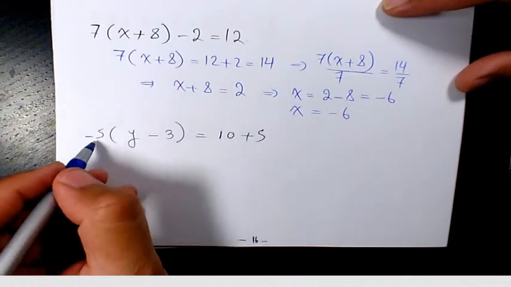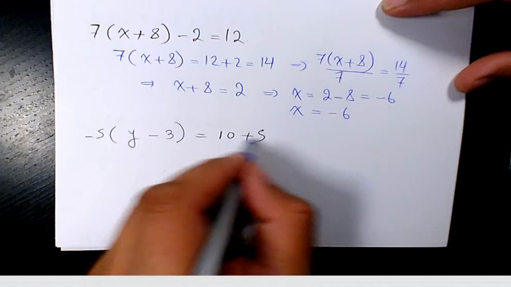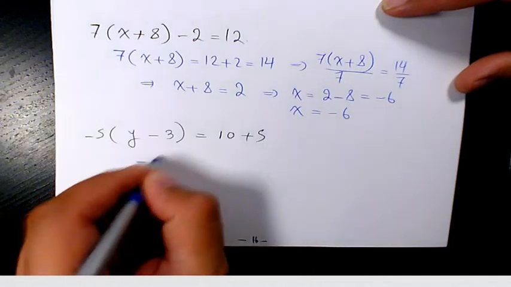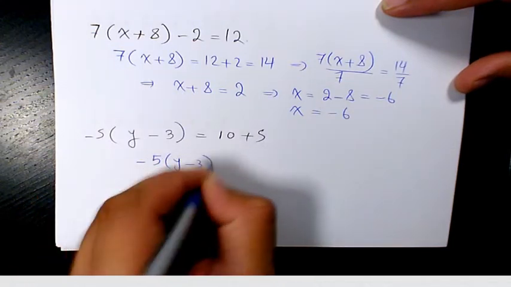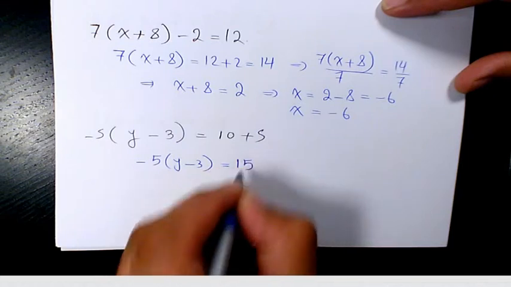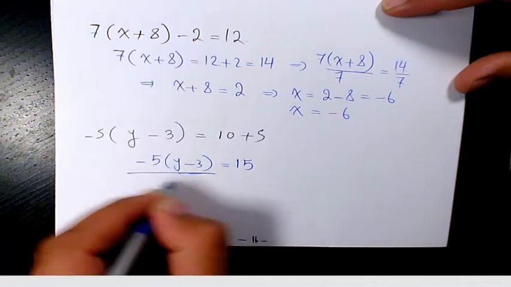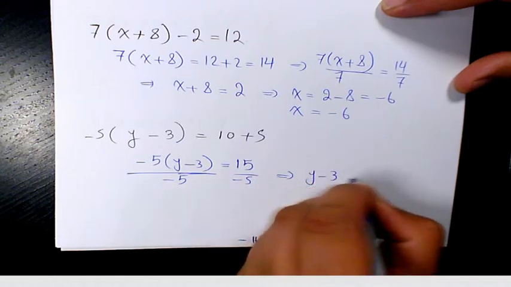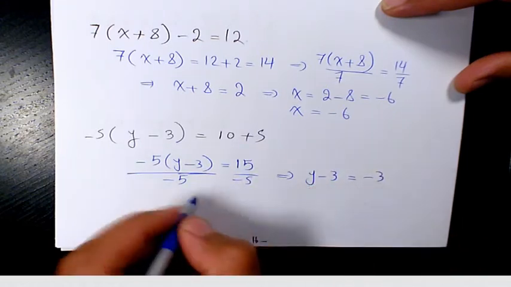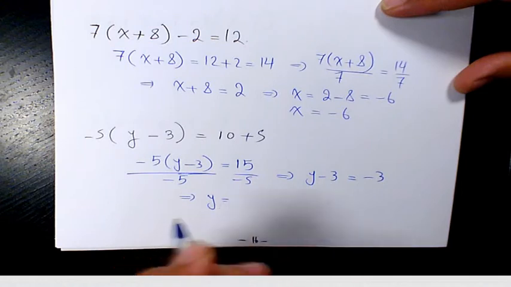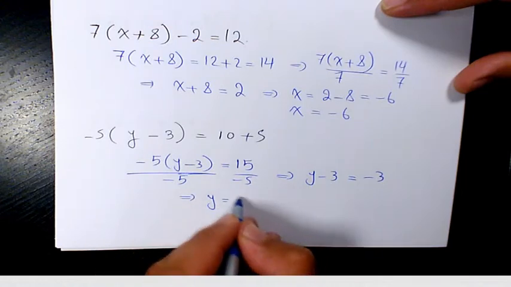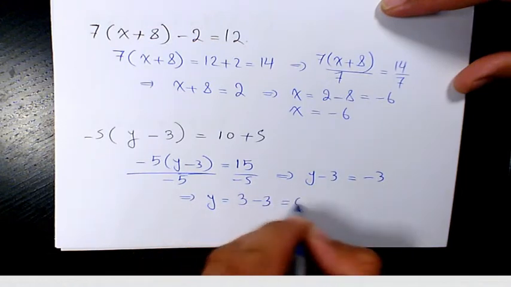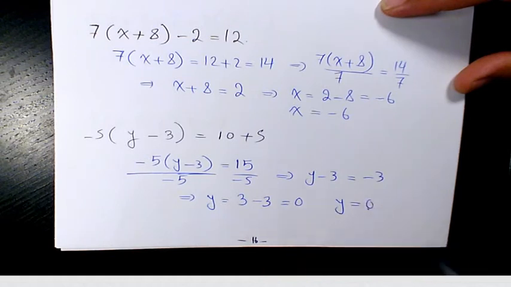Next one, negative 5 times y minus 3 equals 10 plus 5. So we have negative 5 times y minus 3. 10 plus 5 is going to be 15. So what I need to do, I need to divide both sides by negative 5. So it's going to be y minus 3. 15 divided by negative 5 is negative 3. So we have y equals negative 3 plus 3, which is going to be 0. So y will be 0.